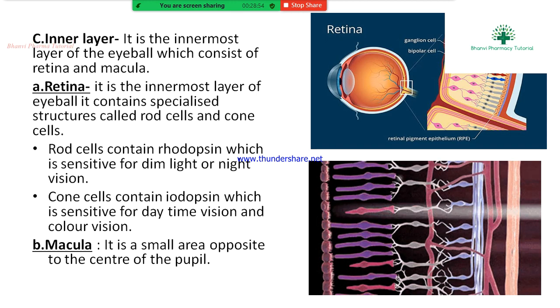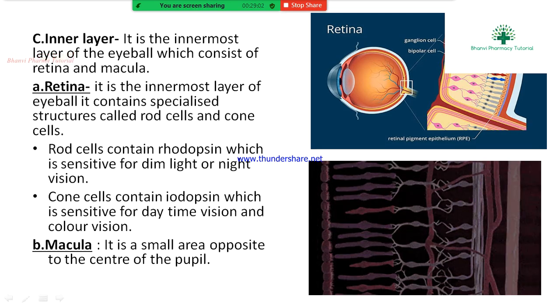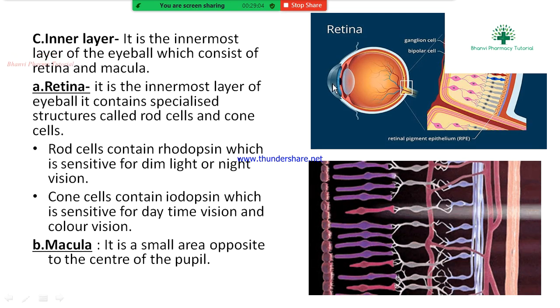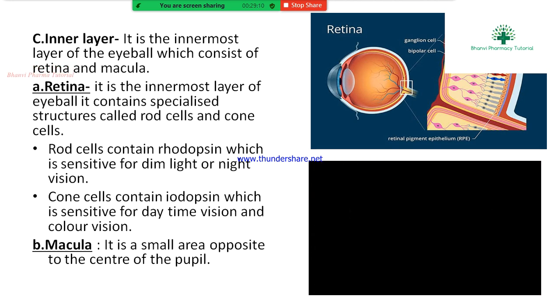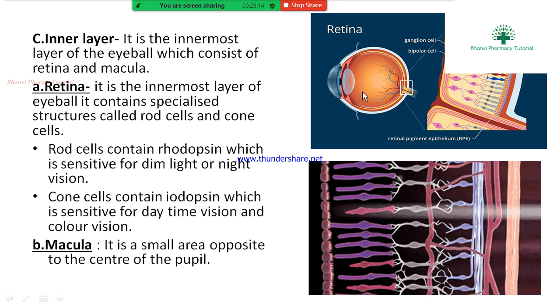Next, the innermost layer of the eyeball, which consists of the retina and macula. The retina is the innermost layer of the eyeball.